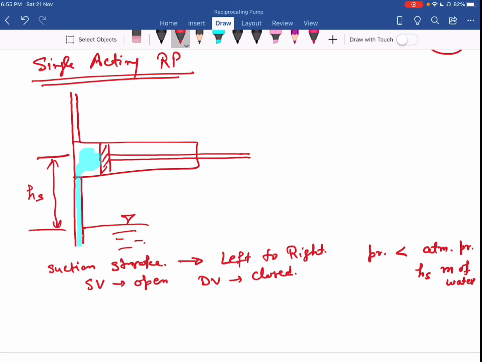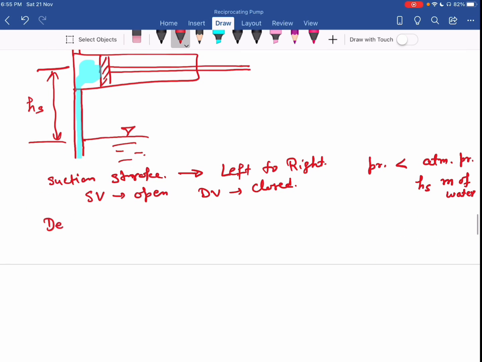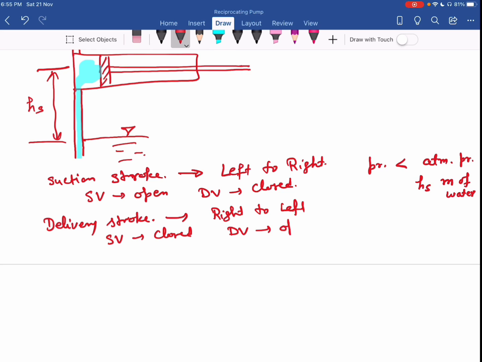Okay. So then during delivery stroke, my piston moves from right to left. Okay. And at that very time, my suction valve is closed, delivery valve is open. Okay. At that very time now, I have to push the water from the cylinder to the required height through delivery pipe. So you can say at that very time, the pressure is more than the atmospheric pressure, that is by an amount HD meter of water.